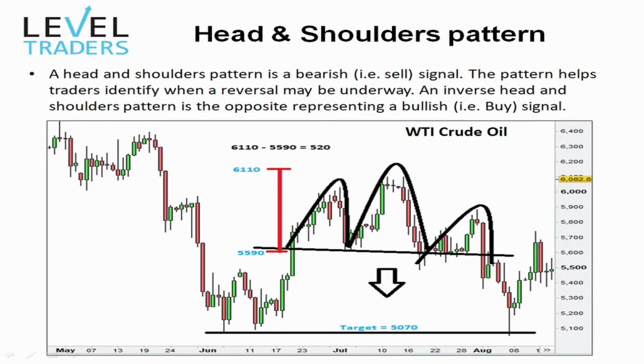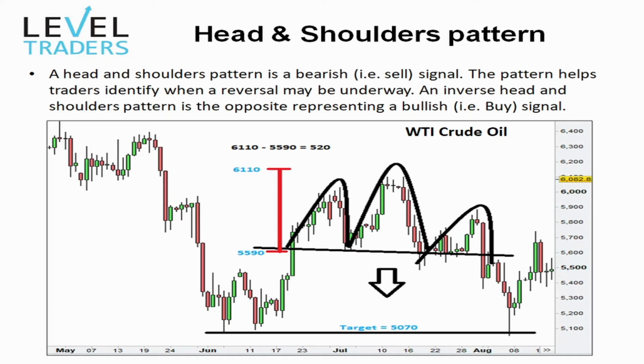So now we can work out the potential downside target. If we take the neckline, i.e. at 55.90, subtract that from 61.10, we get a difference of $5.20. So from that we can work out, if this plays out, our potential target is $50.70.